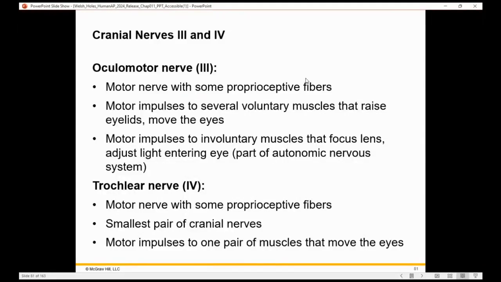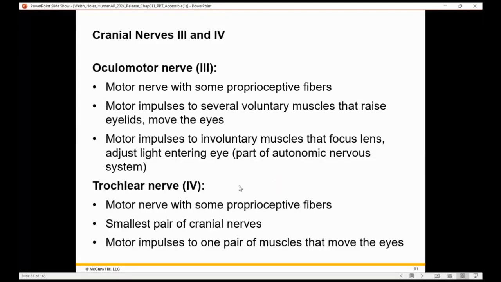The oculomotor nerve, number 3. Motor nerve with some proprioceptive fibers. Motor impulses go to several voluntary muscles that raise the eyelids and move the eyes. Motor impulses to the involuntary muscles also that focus the lens and adjust light entering the eye. This is part of the autonomic nervous system.